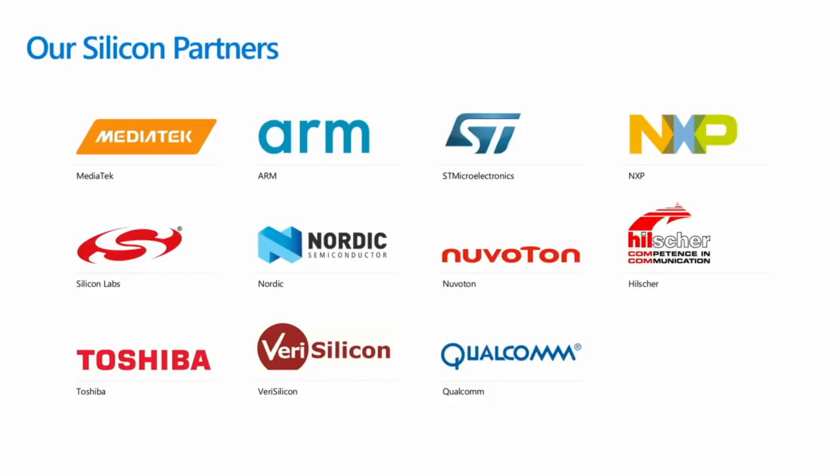So we have a lot of silicon partners that have made announcements of supporting these chips. We're the first chips from MediaTek. It's called the MT3620. It's available in market now. We're going to see a lot more chips coming to market in this space over the next couple of years.